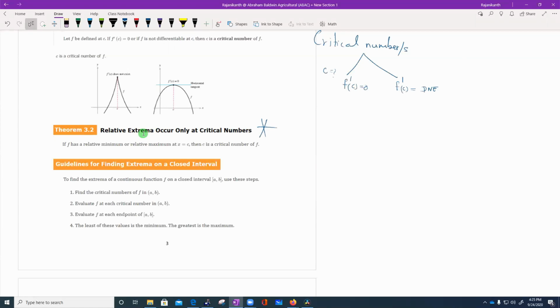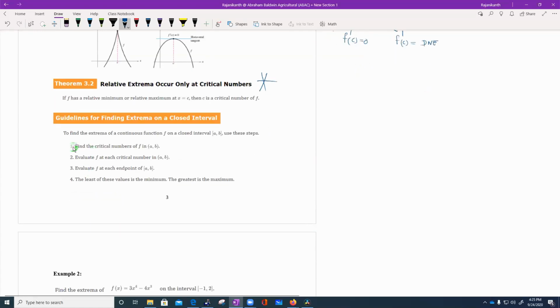Okay. So if you are asked to find the relative extrema, first find the critical points, then find the function value at those points. Then you will find the minimum or maximum. So keep in mind these 4 steps.